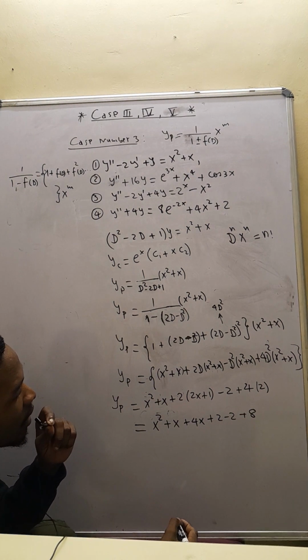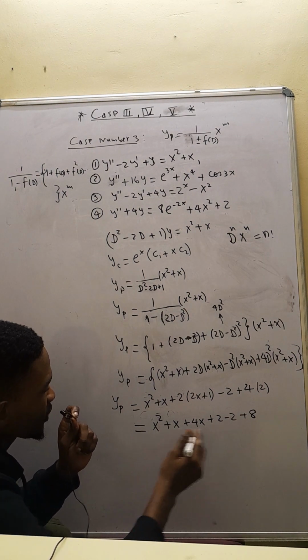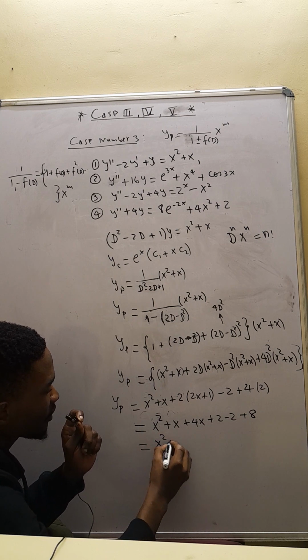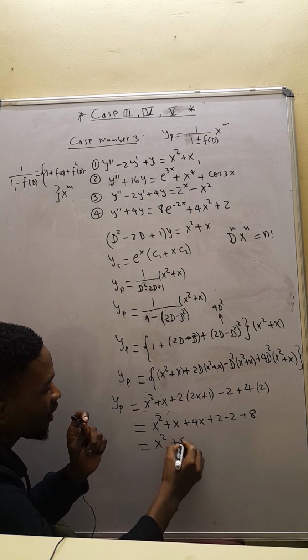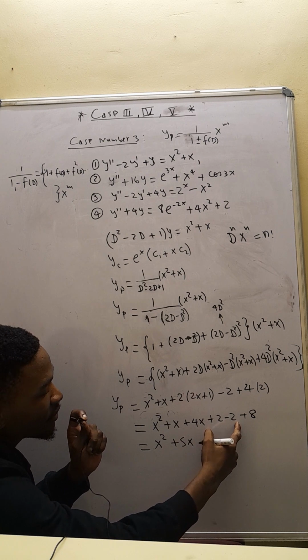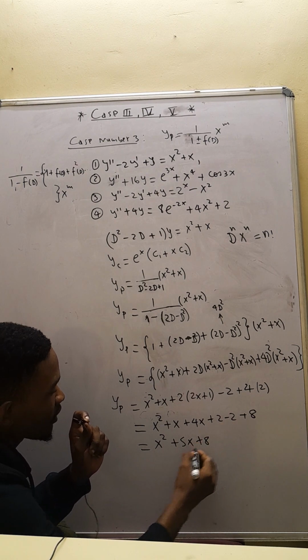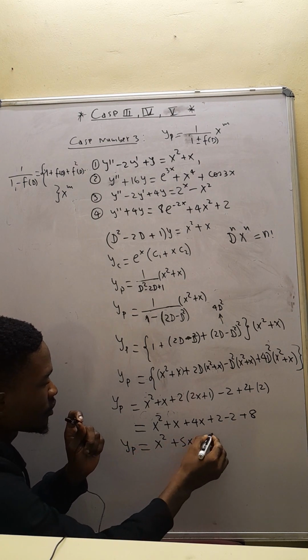Nice. Now from here, just do some basic calculus. This and this will be 5x. And this and this 0. This will be plus 8. So this is your yp.